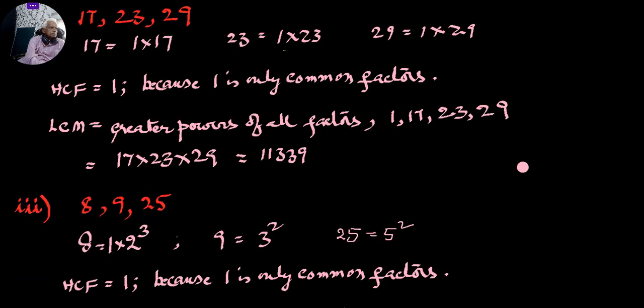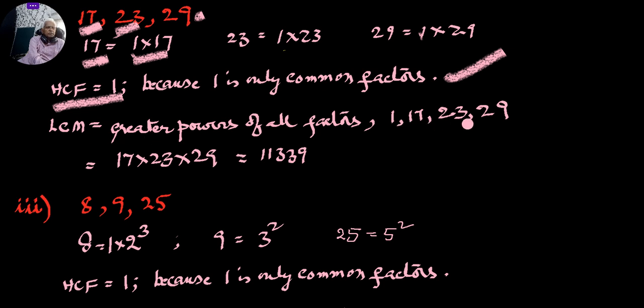The other problem gives us three other numbers: 17, 23, 29. These are prime numbers, right? That's why 17 is nothing but 1 into 17, 23 is nothing but 1 into 23, 29 is 1 into 29. You cannot split them further. So, only 1 is the common factor in all the three. HCF is 1, because 1 is the only common factor.